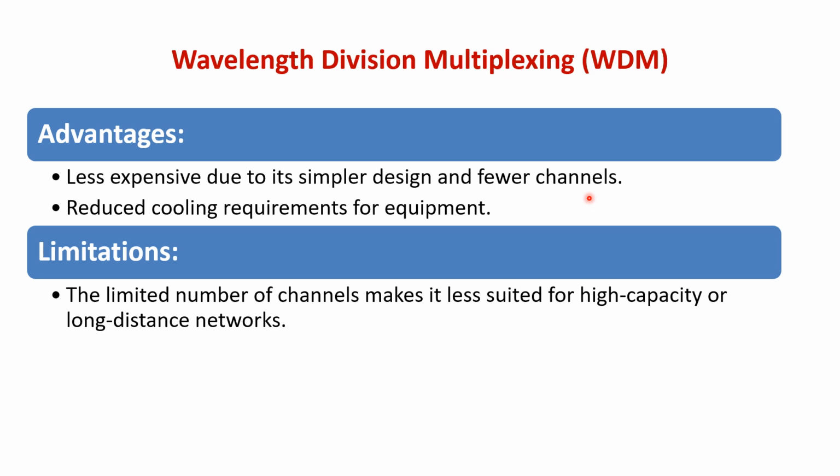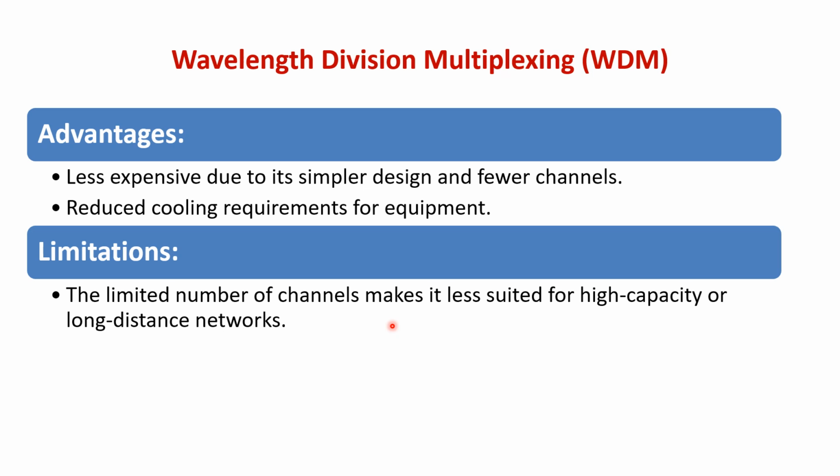CWDM is less expensive because it uses simpler and less precise optical components. The wider wavelength spacing means that temperature control and precision lasers are not necessary, reducing costs. CWDM equipment typically runs cooler and requires less cooling infrastructure, saving energy. With fewer channels and less need for tight wavelength control, CWDM systems are easier and cheaper to design, install, and maintain.